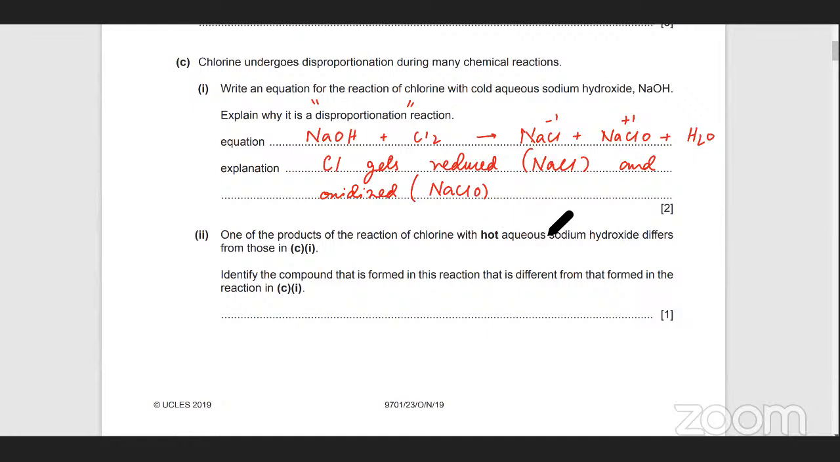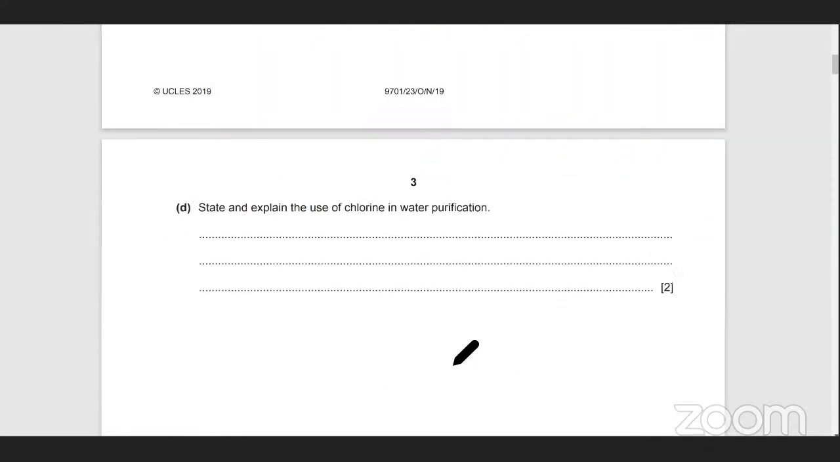One of the products of the reaction of chlorine with hot aqueous NaOH differs from that in C1. Identify the compound that is formed in this reaction that is different. The hot NaOH में what is different than this equation? NaClO3. ठीक है, तो NaClO form नहीं होता, NaClO3 form होता है, which is sodium chlorate 5. This one is known as bleach. ठीक है, वो bleach होता है जो कपड़ों का bleach होता है. NaClO3 on the other hand is sodium chlorate 5. ठीक है, जहाँ पे Cl is +5, but that happens in hot.